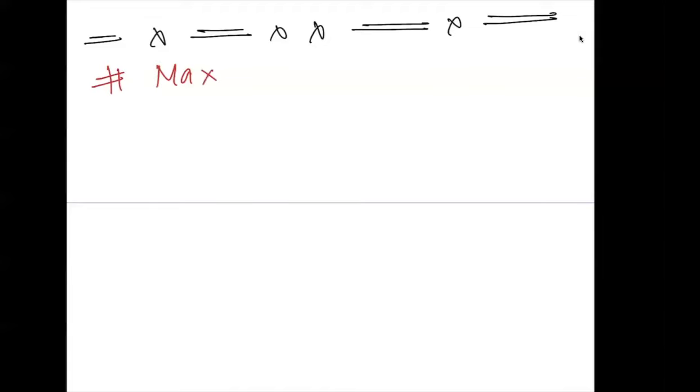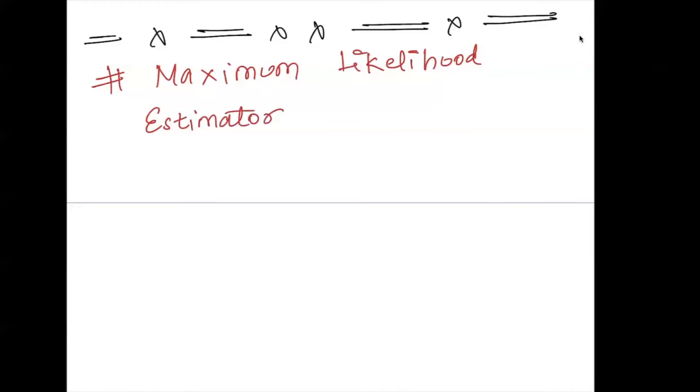So maximum likelihood. Can you all tell me where you have seen this concept? In which subject have you seen this concept? Logistic regression, right.